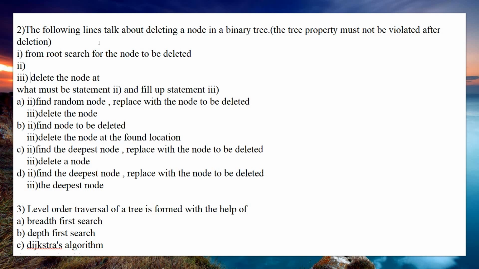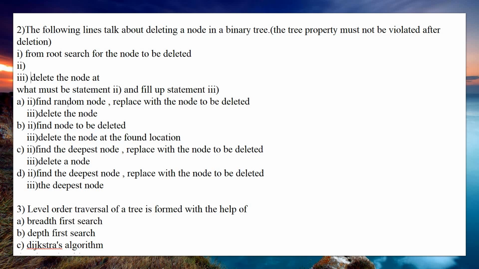So the following lines are about deleting a node in a binary tree. From the root you need to search for the node to be deleted. Initially from the root node you are going to search for the node to be deleted, then the second is blank, then delete the node at. From the 4 options you need to fill this. So what must be statement 2, and fill up statement 3.